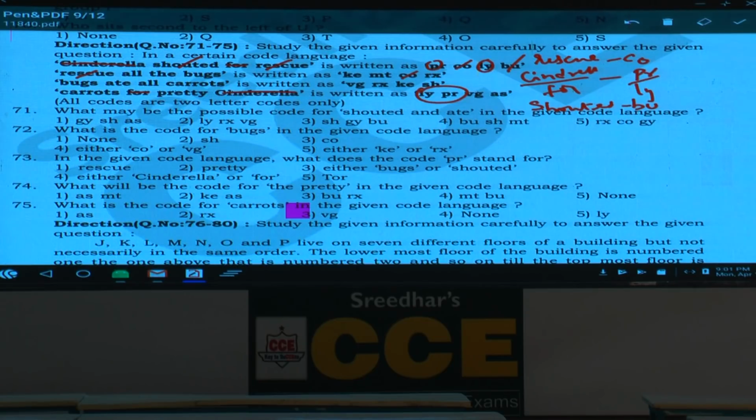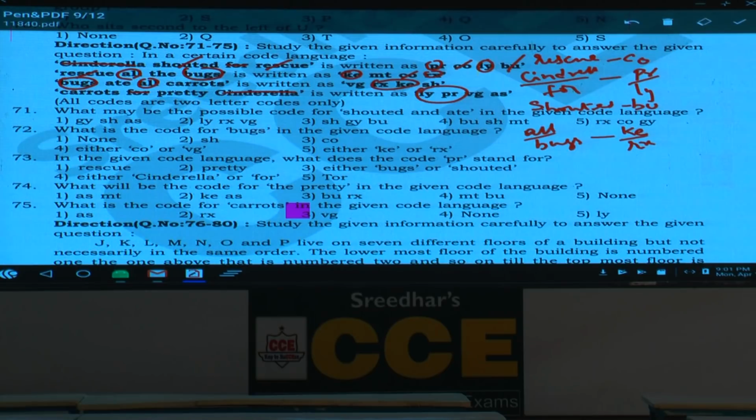Then all the bugs. All and bugs. Now if you compare the second and the third, all and bugs are the 2 words which are common here. All and bugs. And here also all and bugs are the common words. As all and bugs are common, tell me what codes are common here. KE and RX, in any order. All and bugs, KE, RX. Similarly here also KE and RX are common.